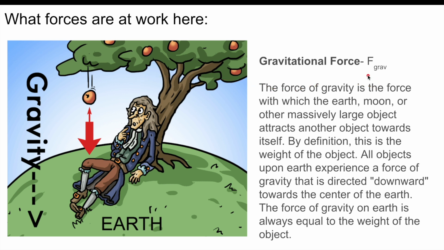Gravity is represented with an F and a subscript grav. It is the force of gravity, which acts on the Earth, Moon, or other massive large objects, and they attract others towards themselves. By definition, this is weight. All objects on Earth experience a force of gravity. It is directed downwards towards the center of the Earth. The force of gravity on Earth is always equal to the weight of the object. So weight and gravity are essentially the same thing. You need to always understand that this is a downward force. Typically in our force diagrams, gravity is going to be downwards.